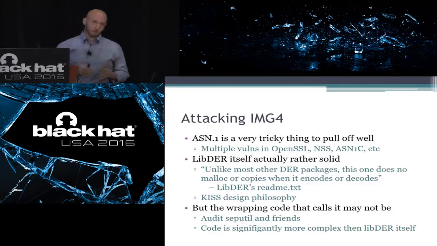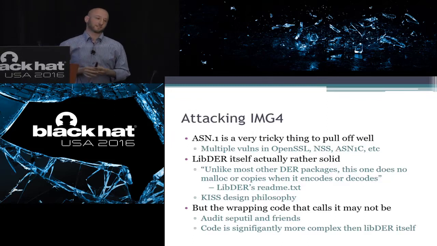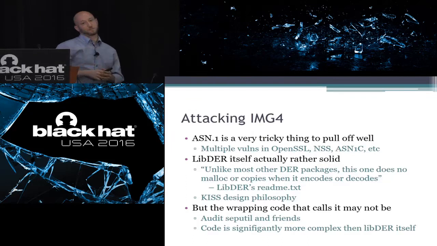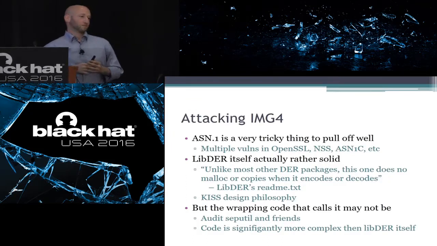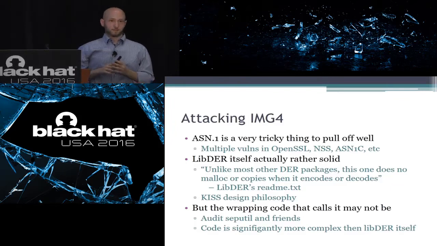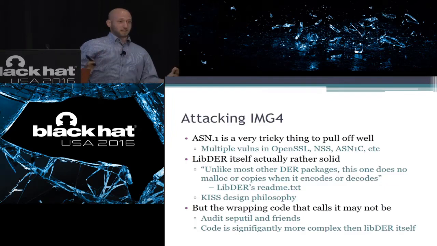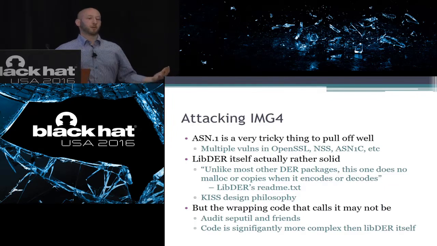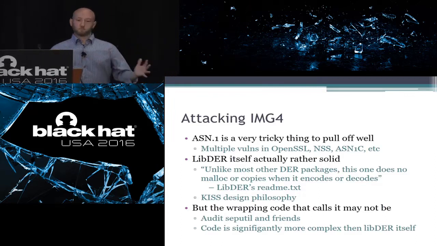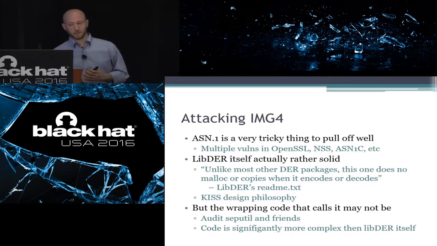So let's talk a little bit more about attacking the Image4 parser. Now, ASN.1 is a really, really hard thing to do right. There have been multiple vulns across pretty much all of the ASN.1 parsers, some pretty big ones lately. On the other hand, libDER itself, as you can see, was designed with a very simple methodology. It doesn't do copies, doesn't do malloc, it just decodes. So it's actually really strong, and props to that.